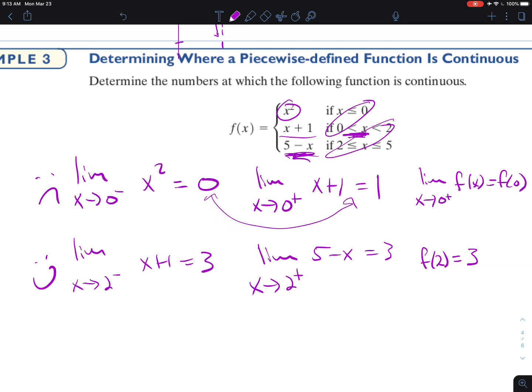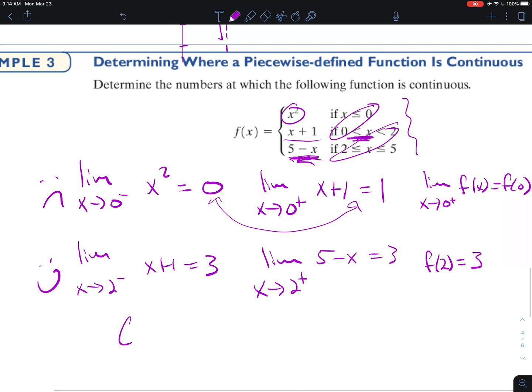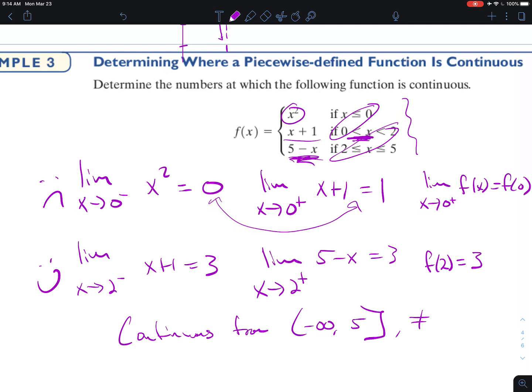The domain of this function is from negative infinity to 5, so we would say it's continuous from negative infinity to 5 inclusive, but not at x equals 0.